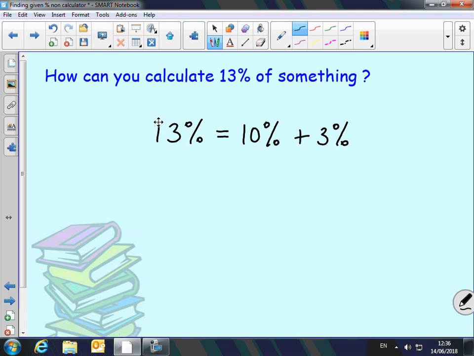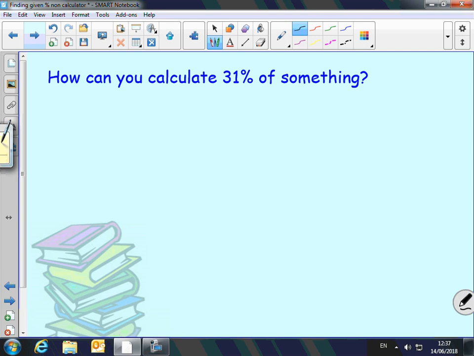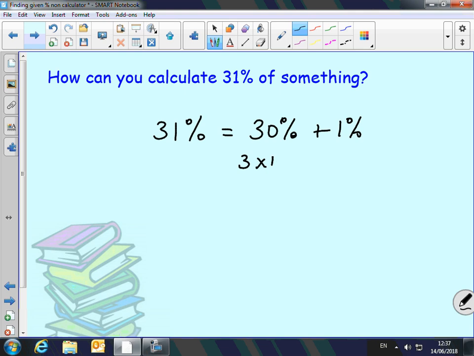You know how to calculate 1% by dividing by 100. So that would be 3 times 1%. And that's how we would calculate 13% of something. So next one, how would you calculate 31% of something? Take 31%, what's that made up of? It's made up of 30% plus 1%. And again, 30 is a multiple of 10, which you can calculate easily just by dividing by 10. So that would be 3 times 10%.